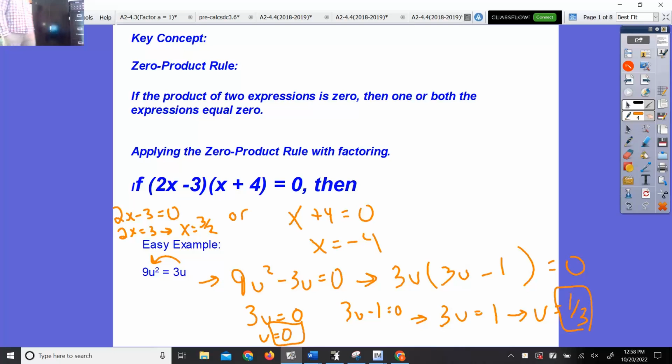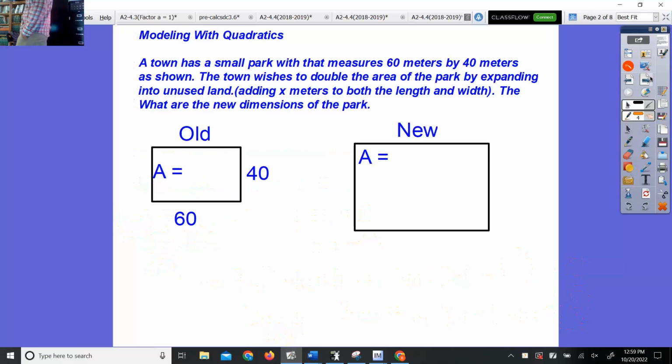That question that's in your notes next is actually from yesterday. You just didn't know how to solve it yesterday. Now you do. Any issues on this that we need to talk about? All right, we have a modeling with quadratics. You should probably draw the rectangles. You probably should.